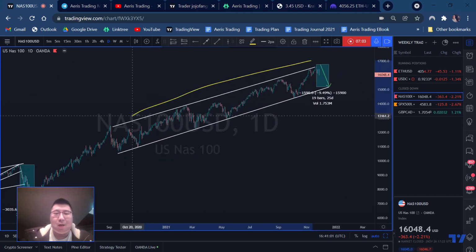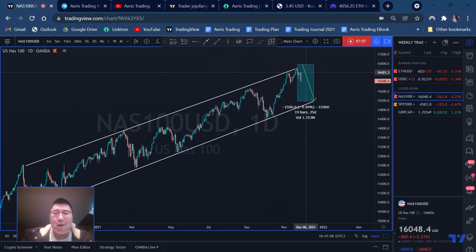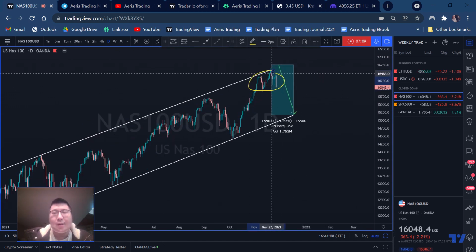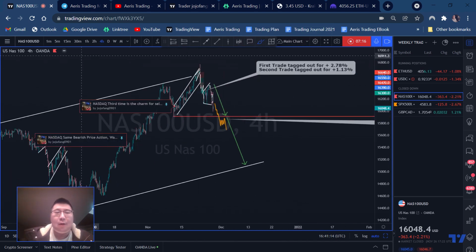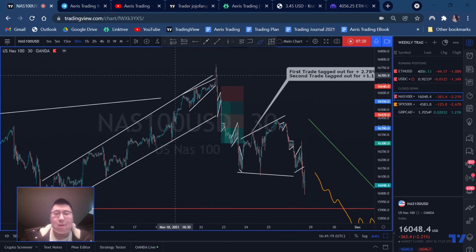So my bias here has been short for almost all the time since we're at the top of the overall structure, and you can see finally we're getting some sort of reversal, and we're getting a little bit of a sell-off across the market from last Friday. And we look at the lower time frame here. Beginning of the week, I was looking for a possible sell.